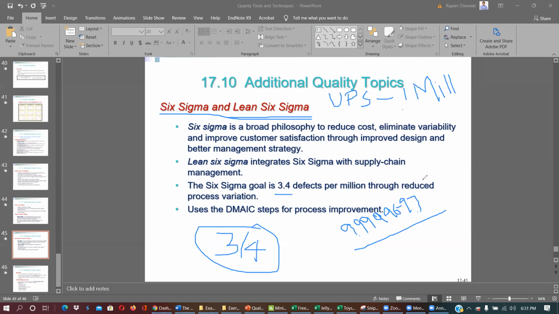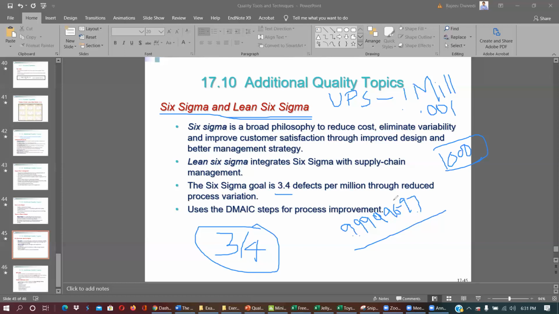Think about if UPS has, let's say, 1,000 packages not delivered on time. Out of 1 million, 1,000 is less than 1%, 0.1%. So this is 1%, and this is the one out of a million. Even if 1,000 parcels are not delivered on time, not on schedule, then there is an issue.